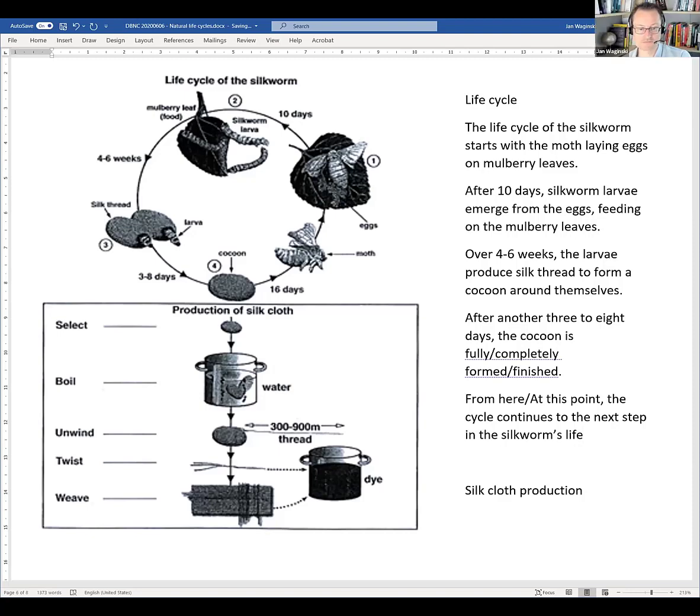Okay, we can do this very, very quickly. At this point, the cycle continues to the next step in the silkworm's life, where a moth emerges from the cocoon after 16 days.